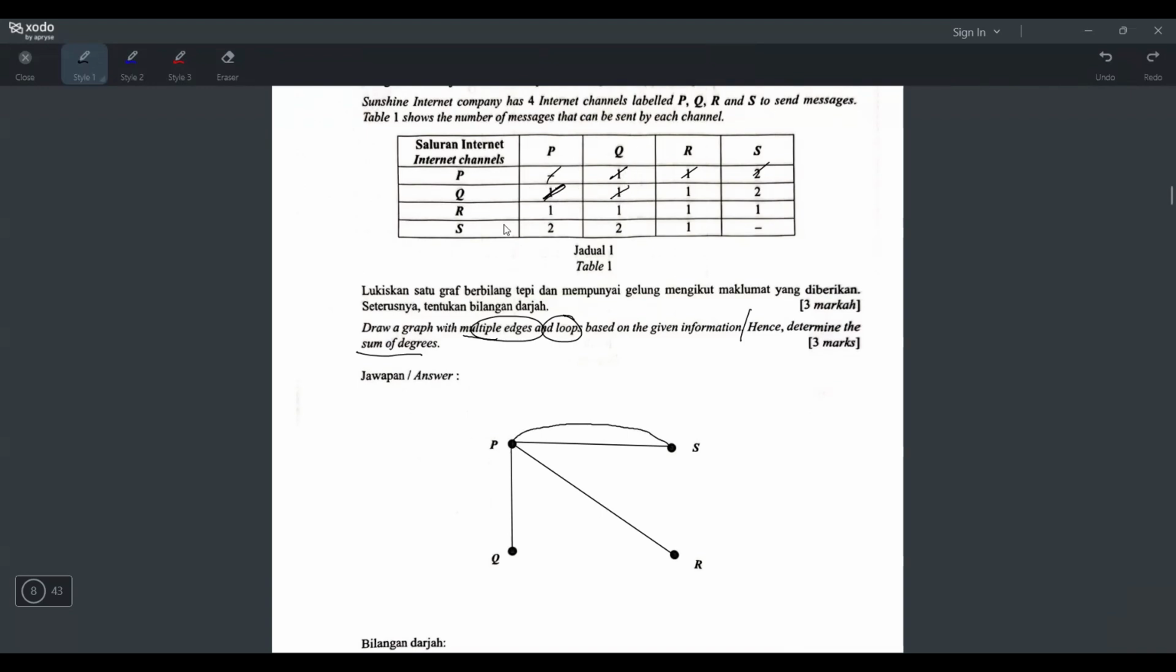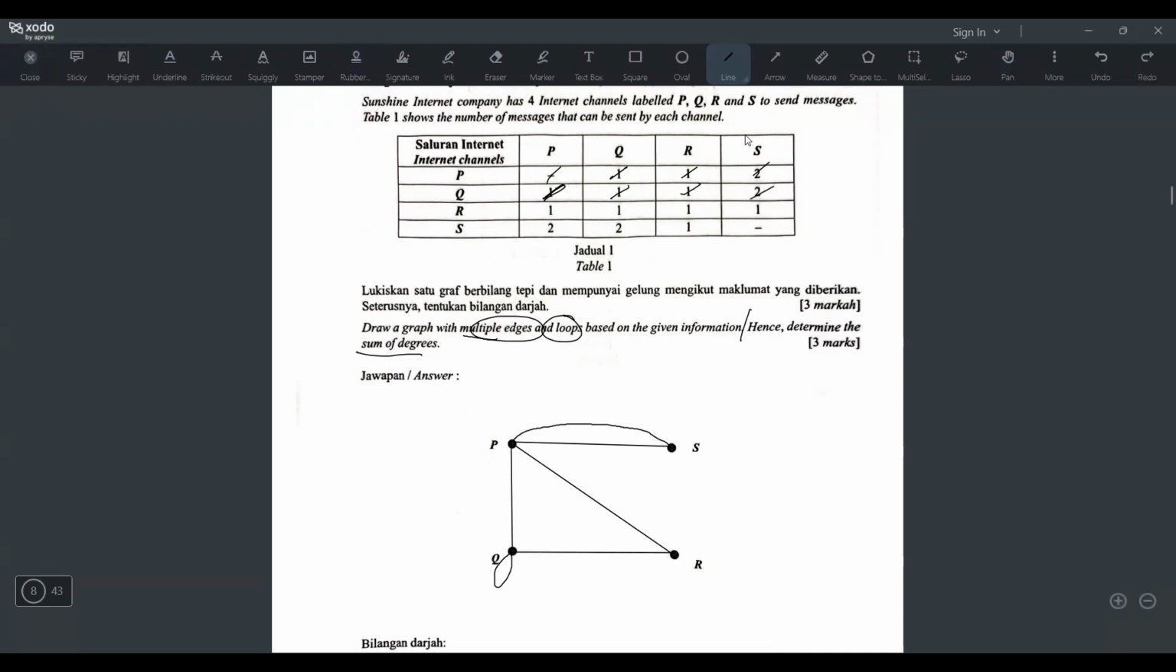There needs to be one line going from Q to Q. So it means I have to draw a loop, right? Because if I say Q to Q, it means it starts from the same vertex and it ends at the same vertex. Okay, so this is what we call a loop, right? So Q to Q. Okay, done. Okay, one line needs to go from Q to R. One line needs to go from Q to R. Okay, I think I need to draw the line like this, right? So complete already. Q, one line from Q to R.